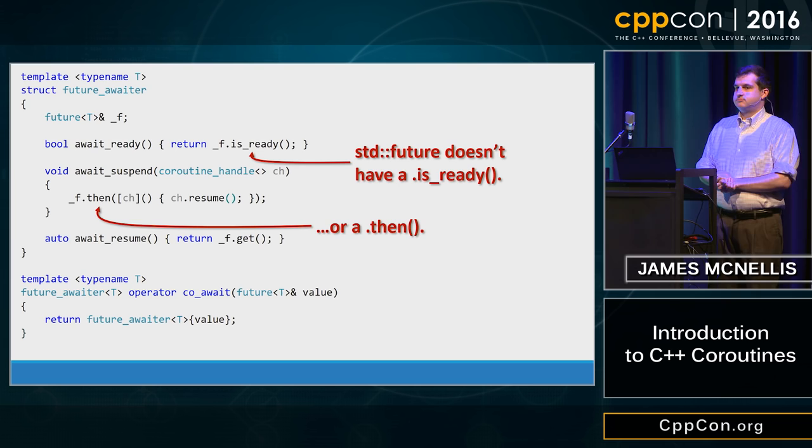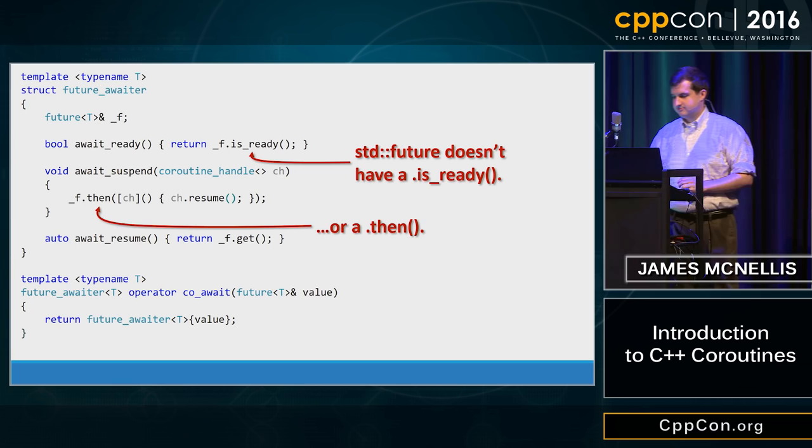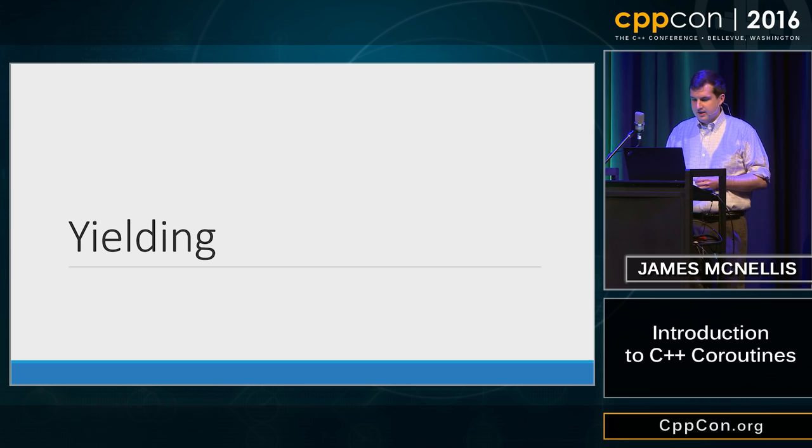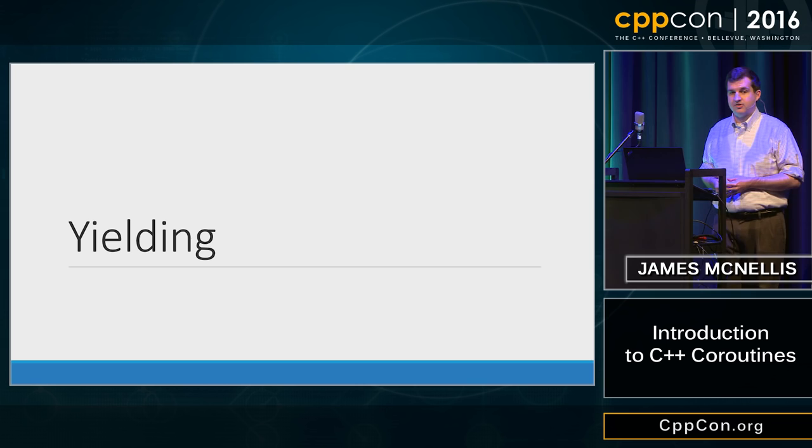Any more? All right. So I'm going to show one more feature of coroutines, and that's yielding. What if we have a coroutine, and we want to be able to return values to our caller? We don't want to return just one value. We want to be able to return a value and then allow the caller to resume you, and you can return another value. So why might this be useful?